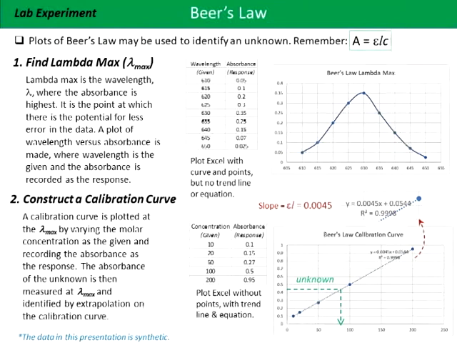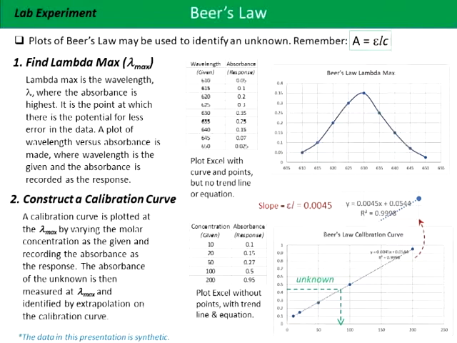In carrying out the laboratory experiment, there are two important parts. One is finding the Lambda Max. Two is constructing a calibration curve. Lambda Max is the wavelength where the absorbance is highest. It is a point at which there is the potential for less error in the data.